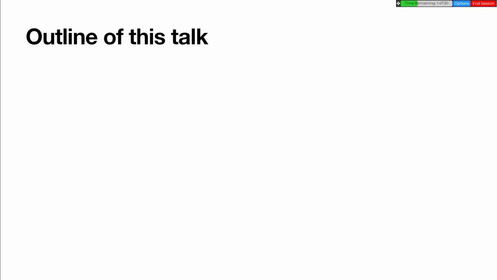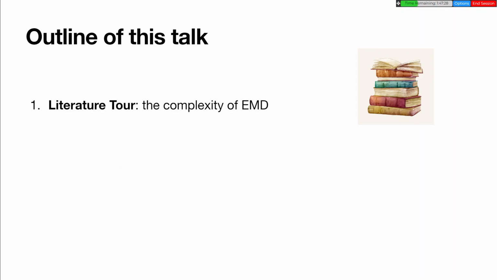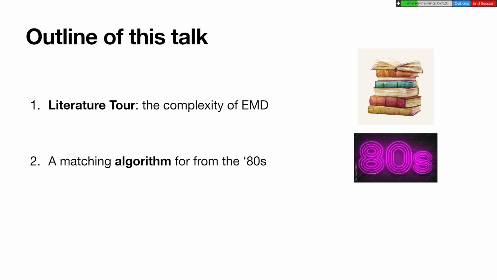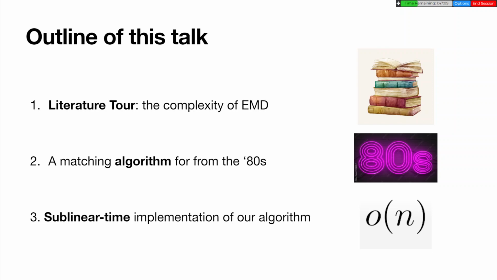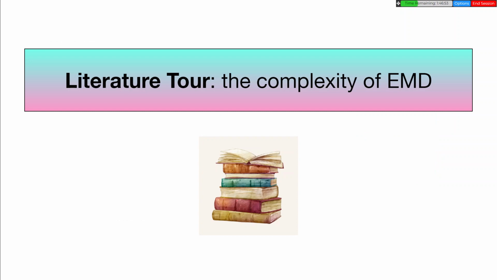So let me now give an outline of this talk. First, we go on a tour of literature and study the complexity of Earth mover distance. And then we review a matching algorithm from the 80s, a pretty old algorithm from Gabow and Tarjan. And then we see how to implement this algorithm in sublinear time to achieve our main result. That's going to be, as the title says, a sublinear time algorithm for Earth mover distance on general metrics. So first, literature tour.